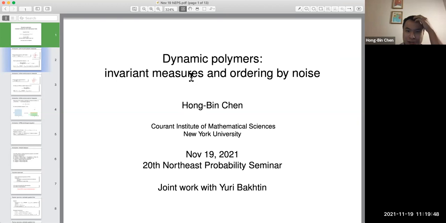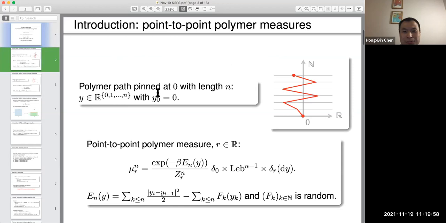Today I'm going to talk about dynamic polymers and invariant measures and ordering by noise. This is based on a joint work with Yuri Bakhtin. So let me start with just briefly discussing what a polymer path is.